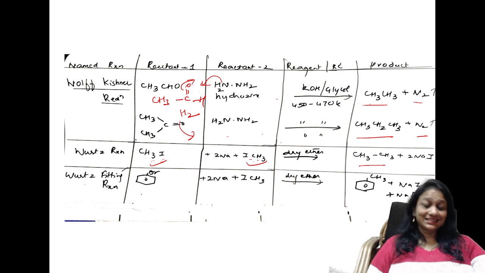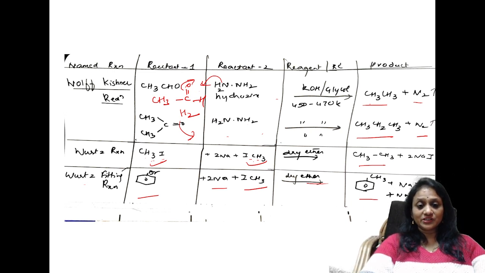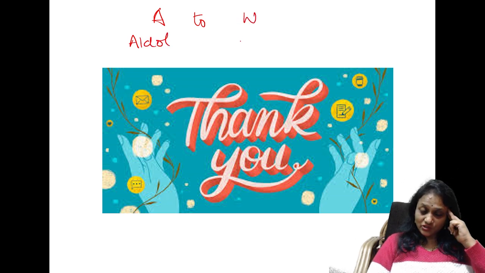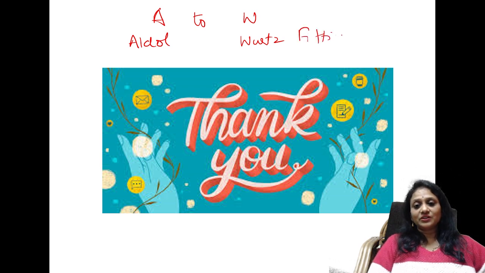Wurtz-Fittig reaction is nothing but an aromatic alkyl halide and an aliphatic alkyl halide, same, in the presence of sodium and dry ether, I'll be getting toluene. So all the reactions are listed out like this, students. So with this, we have completed all the name reactions starting from your aldol reaction to your W, that is your Wurtz-Fittig reaction.